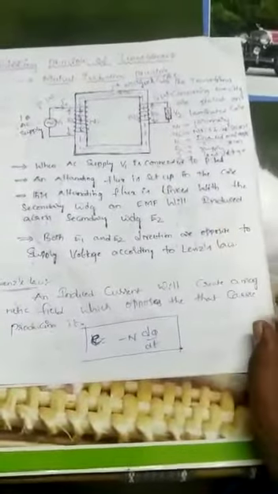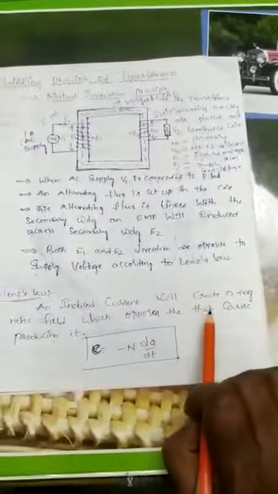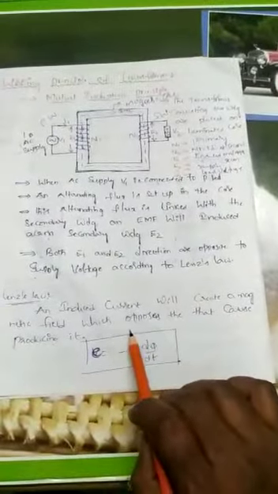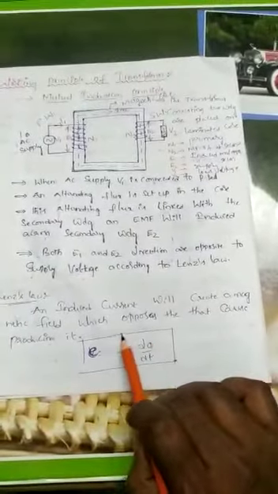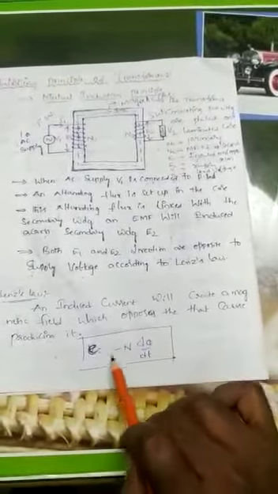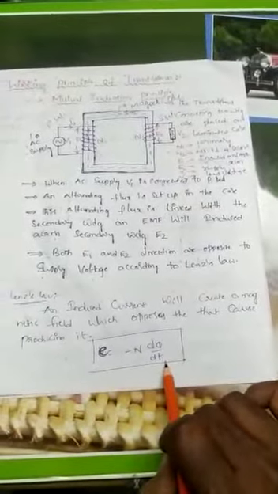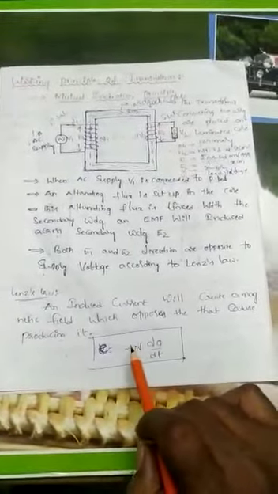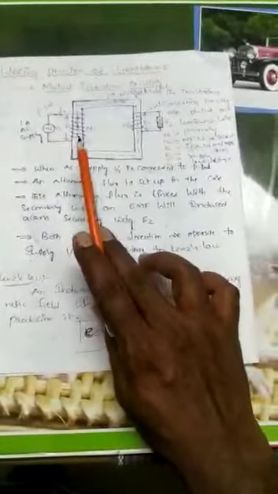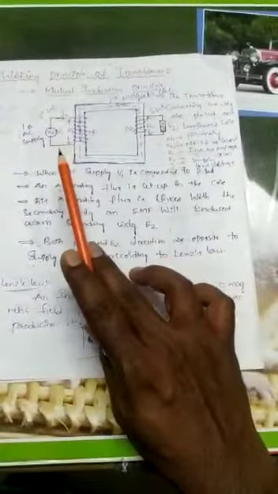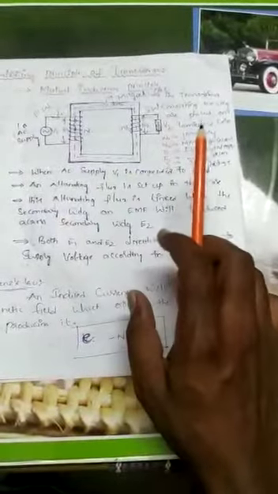Lenz's law means the induced current created by a magnetic field always opposes the cause producing it. Here E is equal to minus N into d phi by dt. According to this, whatever EMF is induced at the primary and secondary is always opposing the supply voltage.